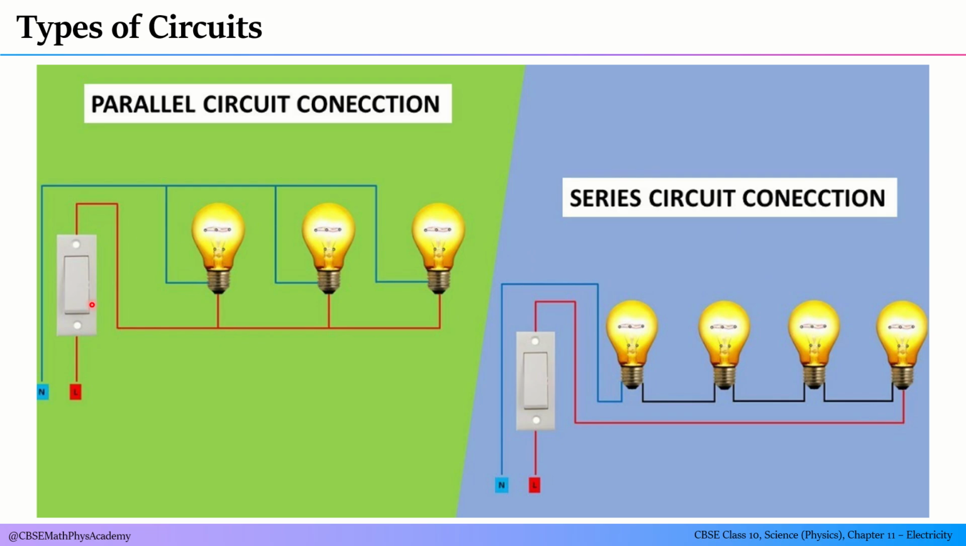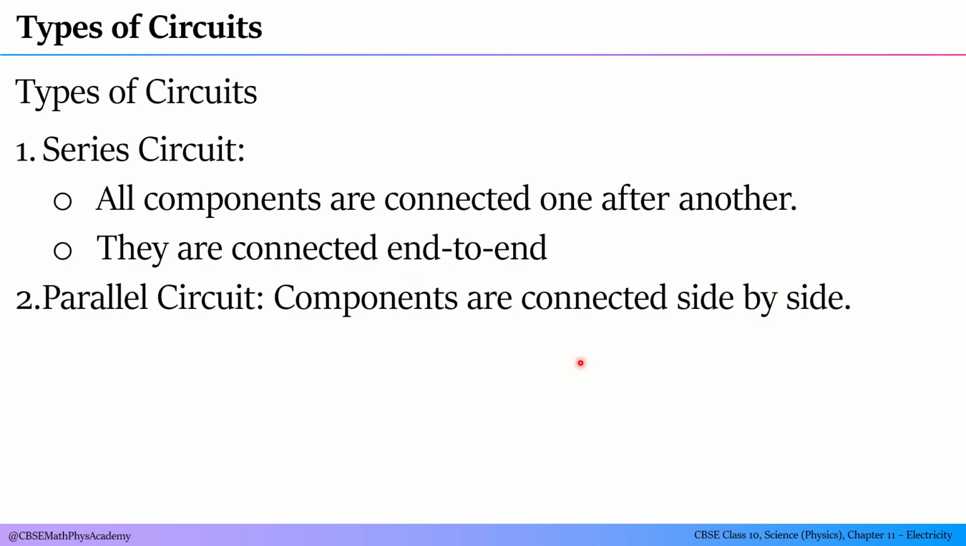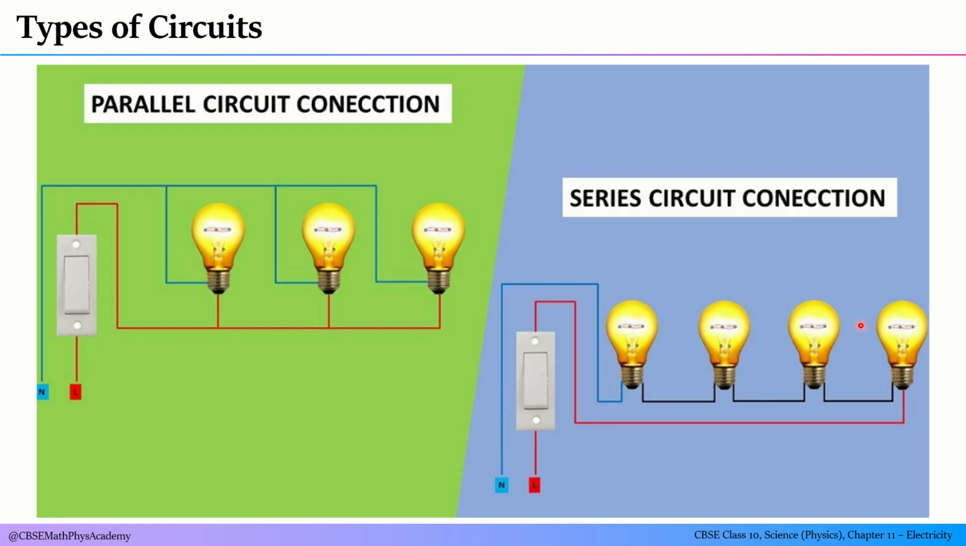Now coming to the parallel circuit. In a parallel circuit, you see the positive terminal goes to every bulb, and the return from every bulb goes to the neutral. So you can visualize the series connection as where the bulbs are connected next to each other, one after the other. Whereas in parallel, they are connected side by side. That is the term used. Okay, these are the two ways in which a circuit can be built. Each has its pros and cons, and we will understand a bit more in the subsequent videos.